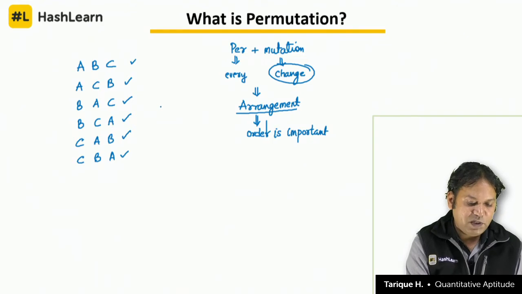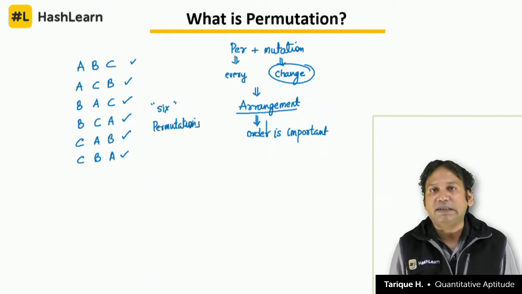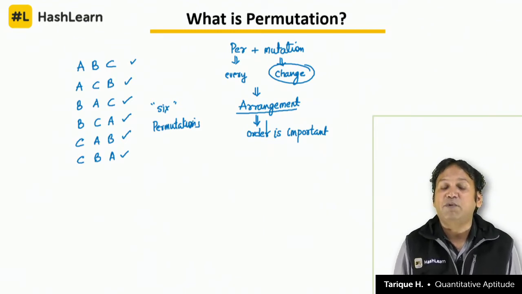And how many arrangements do we have here? We have a total of 6 arrangements. So we can say there are 6 permutations. How many permutations are there? 6 permutations. So ideally, when dealing with questions on letters, we always talk about permutation.